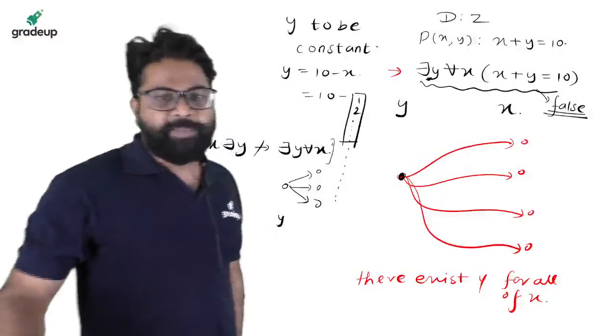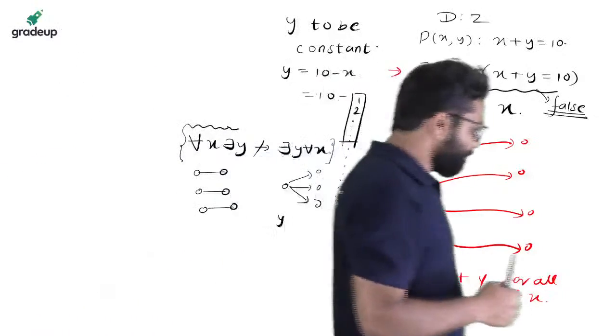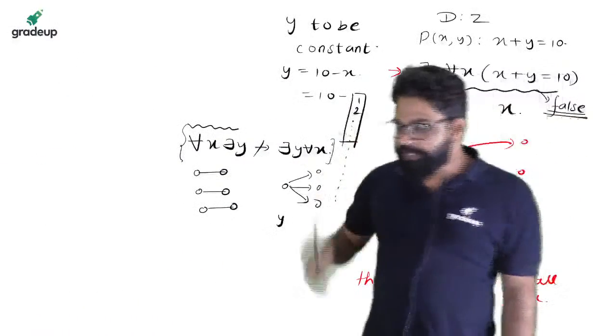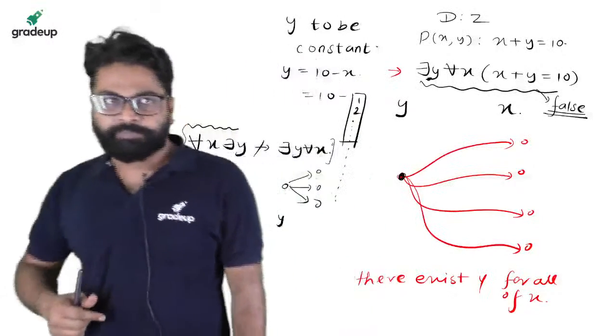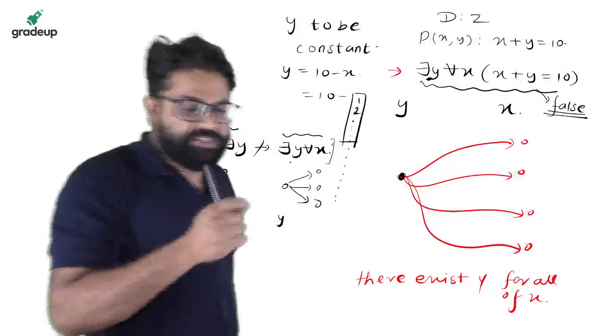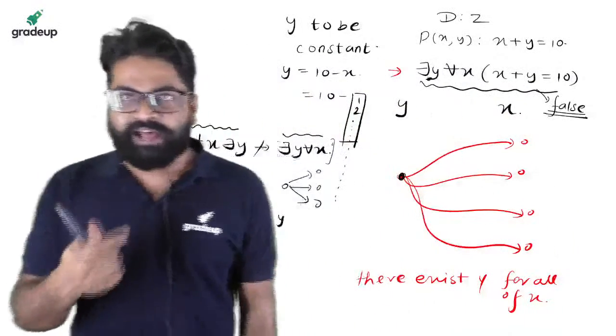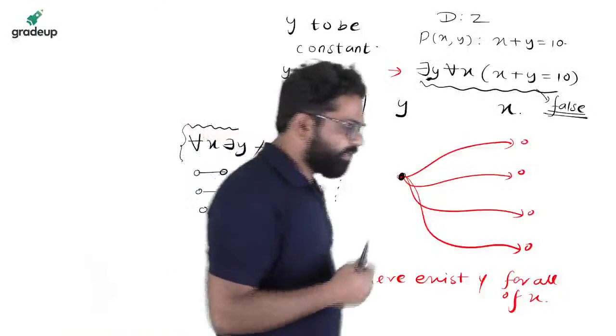Okay, what does the first statement say? For all of x there exists y. For every person there is a girlfriend. What does the second statement say? There exists a girlfriend for all of x. There exists y for all of x. That's why I have given this the name boyfriend and girlfriend method.